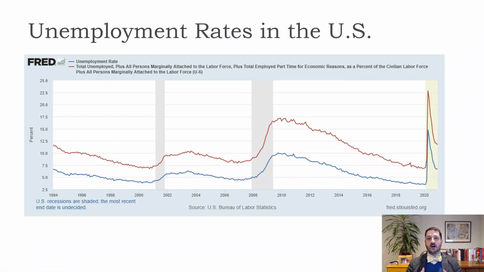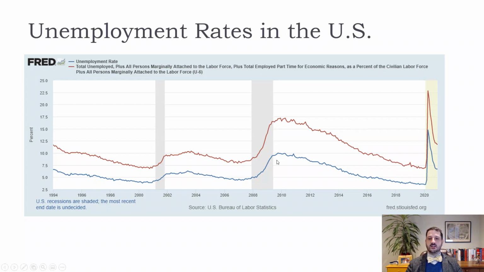And so it's the unemployed plus all persons marginally attached to the labor force. That includes discouraged workers, plus total employed part-time for economic reasons. That means anybody who is working part-time but would prefer to be working full-time. It doesn't include people who are working part-time by choice, as a percent of the civilian labor force plus all marginally attached to the labor force.